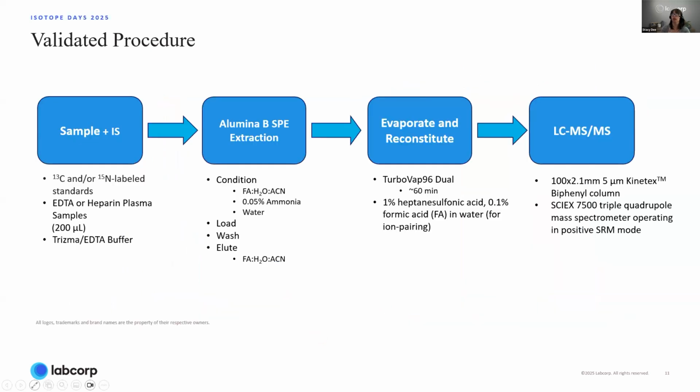All right, so this is our procedure that we validated. We have sample plus internal standard plus a stabilizer solution. So we're only using 200 microliters of sample. We send that through an alumina B SPE extraction. The eluate comes off, it's evaporated, reconstituted in a 1% HSA solution, or heptane sulfonic acid, and then it is injected onto the LC-MS system.